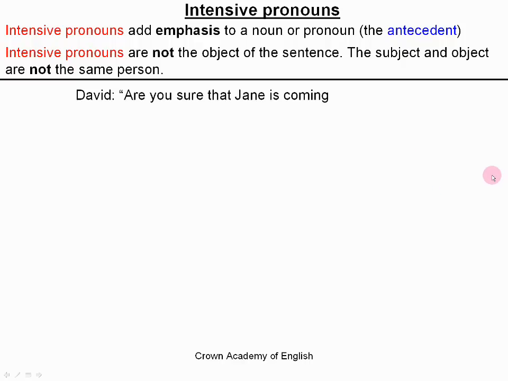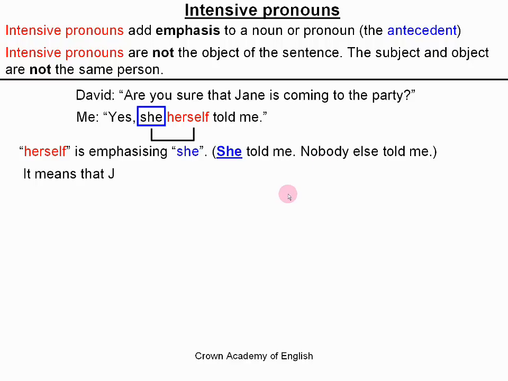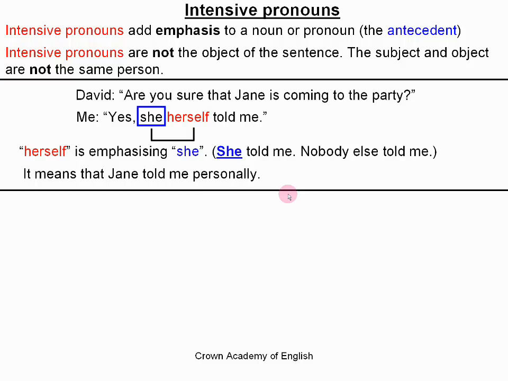Example. Are you sure that Jane is coming to the party? Yes, she herself told me. She herself told me. So here, the word herself is emphasizing she. It's emphasizing or intensifying the subject. She told me. Nobody else told me. So we are stressing the fact that it is Jane who told me. And so we are saying, in fact, that Jane told me personally. She told me directly. I am making it clear that it was Jane.